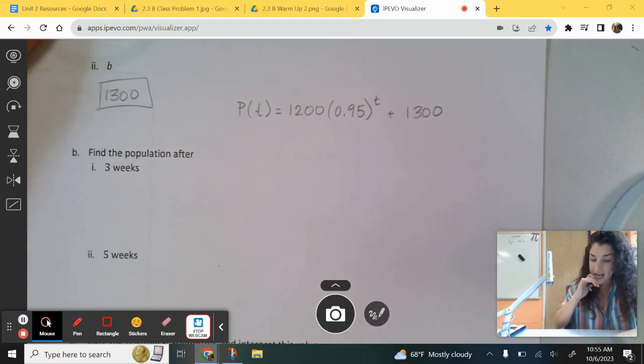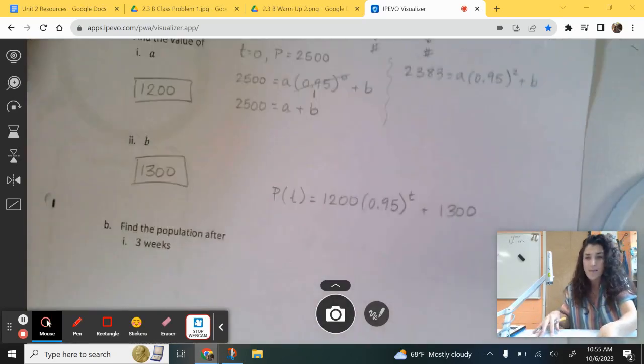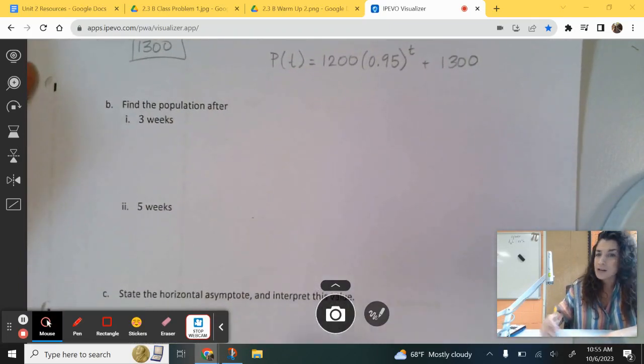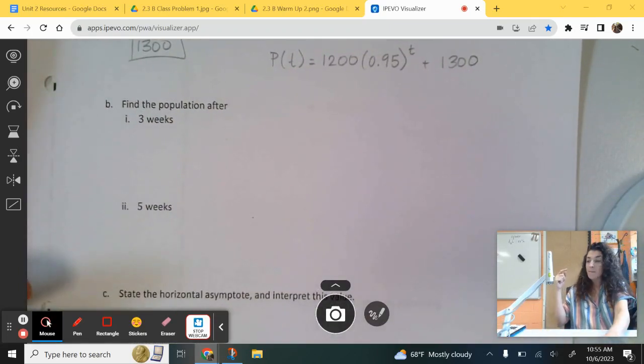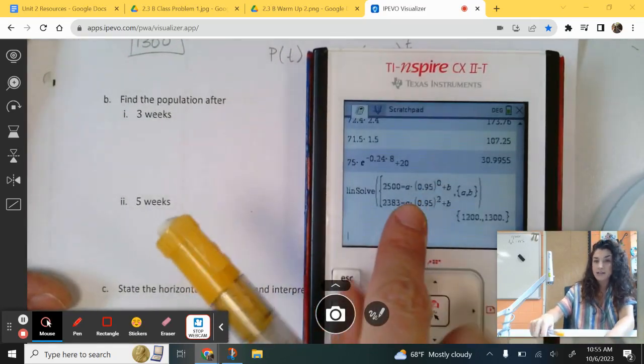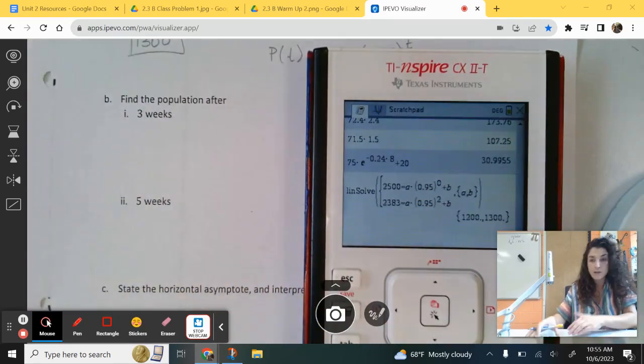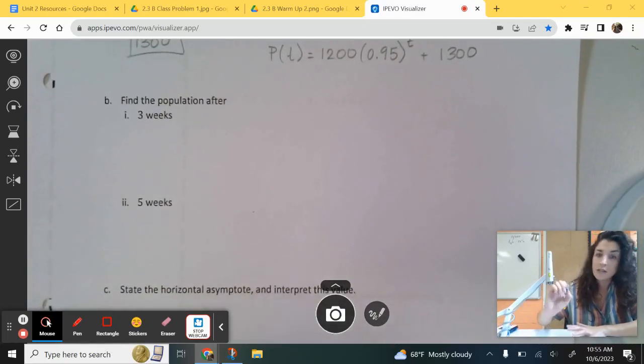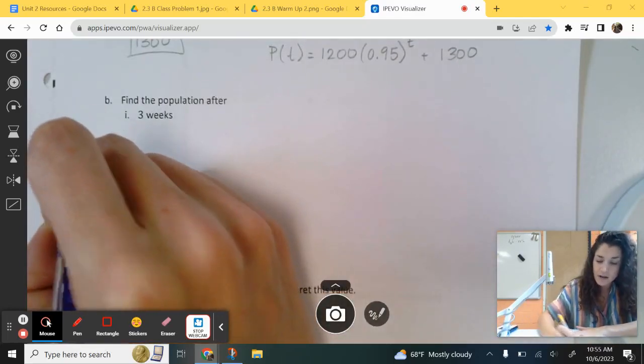Population after 3 weeks and population after 5 weeks, you should be able to do this on your own. So I'm going to let you go ahead and do this. You could use just plugging in these values by plugging it in here on the calculate section of your calculator, or you could go to the graph section of your calculator and graph trace if you want. But go ahead and find these on your own.